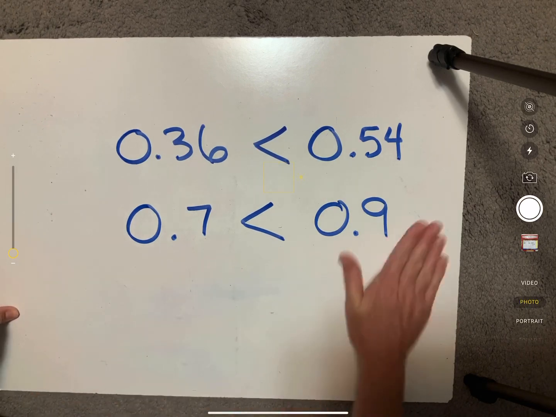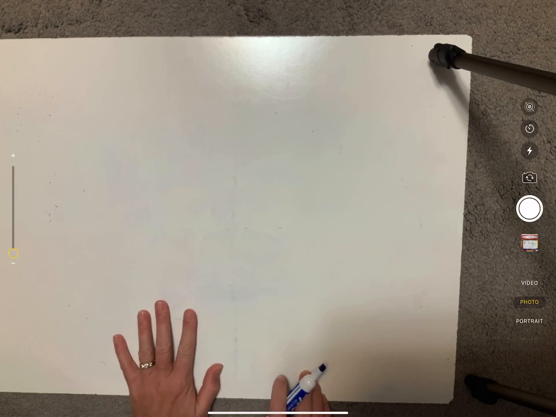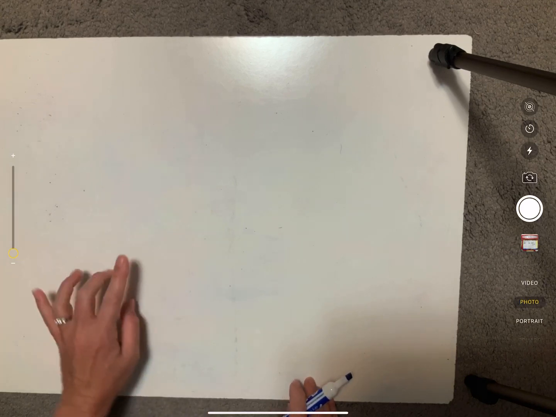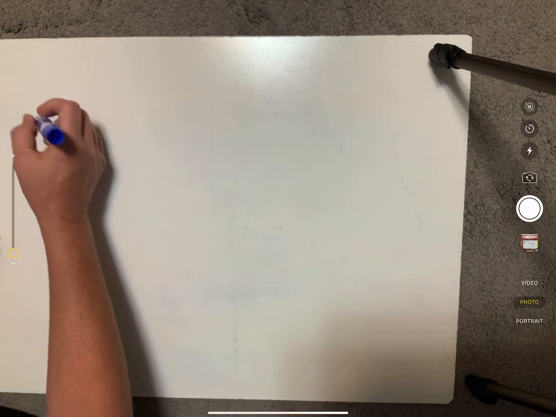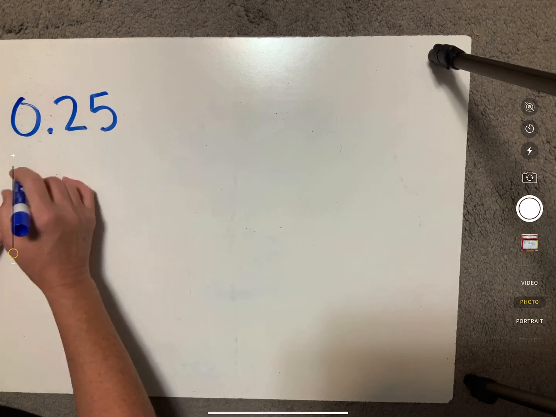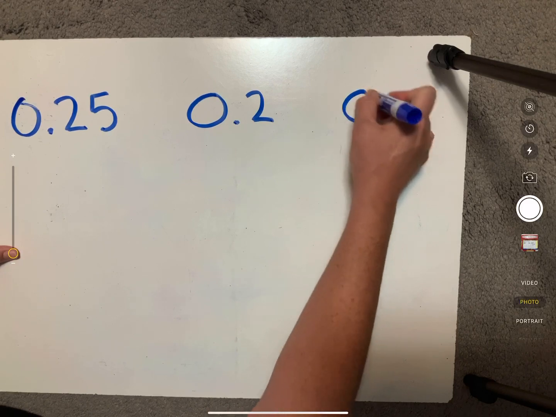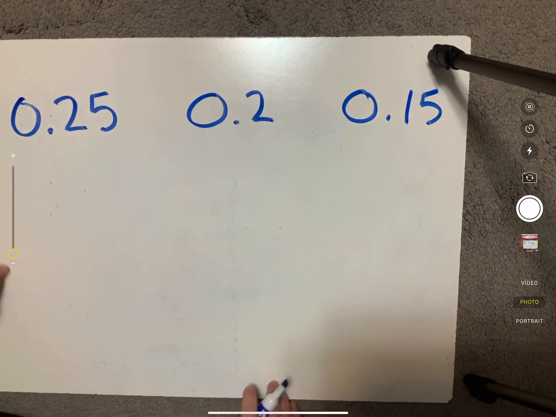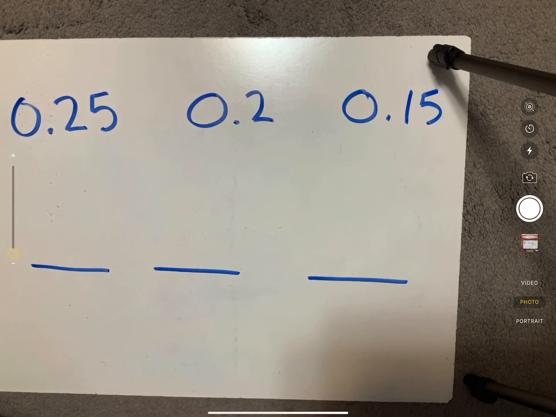Okay, on to ordering decimals. So if we have more than one decimal, we're going to want to clump it out into twos. So let's say I have 25 hundredths. Okay, so what you're going to want to do, and sometimes what I do is have 3 blanks so I know where we're going to go. We're going to go least to greatest, so smallest to largest.